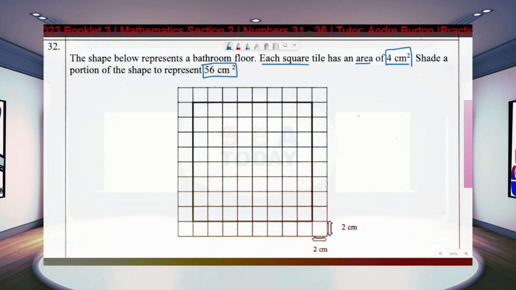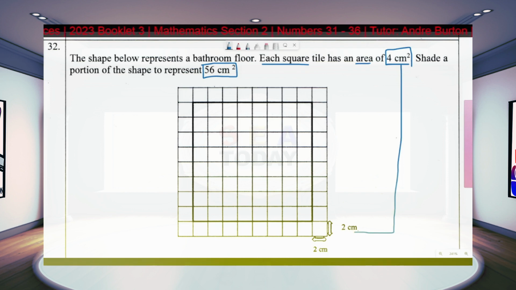Alright, area of any square is side by side, and that's how we got the area of 4, because the sides of the squares is 2. 2 times 2 is 4. So in order for us to actually get the amount of squares we need to shade, we need to divide. And we could do long division for those who need to practice.